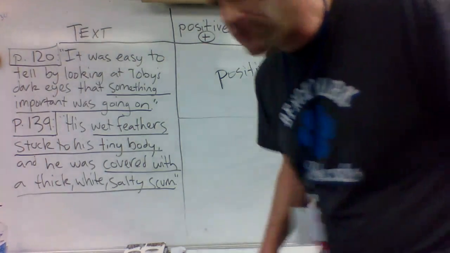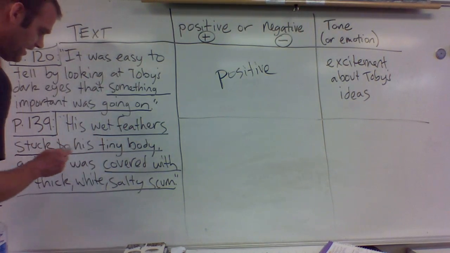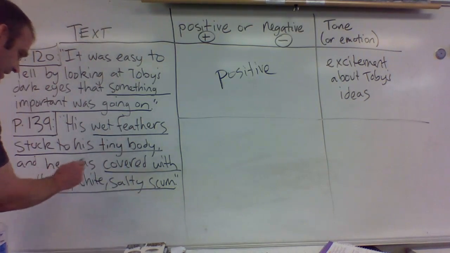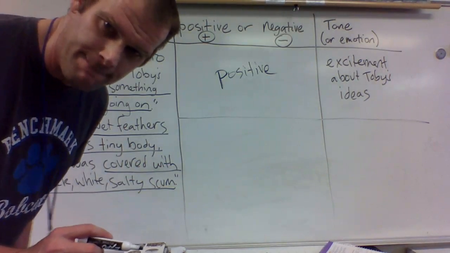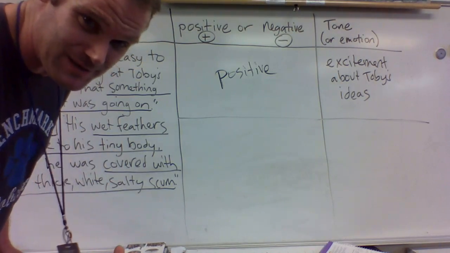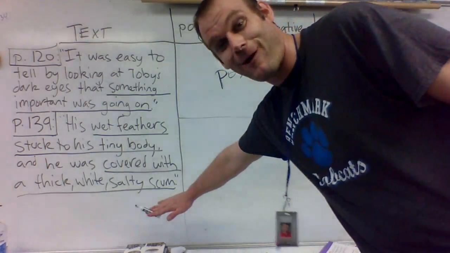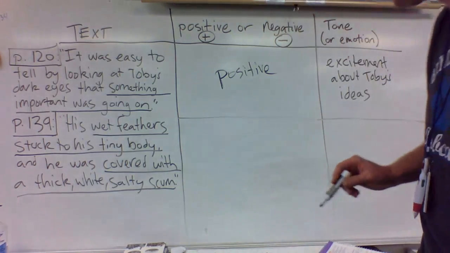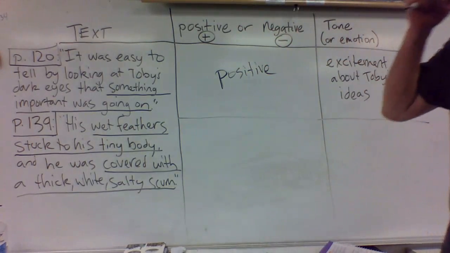Let's look at another passage over here on page 139. This passage begins, and you'll see I have this underlined here, "his wet feathers stuck to his tiny body, and he was covered with a thick, white, salty scum." Now, this is a very descriptive passage here, and I think that you guys understand that, especially this last part here. This has more of a negative association. I think you guys would agree on that. You'll notice I've also got the plus sign and the minus sign. I hope that doesn't confuse you guys. It just means positive and negative, okay?